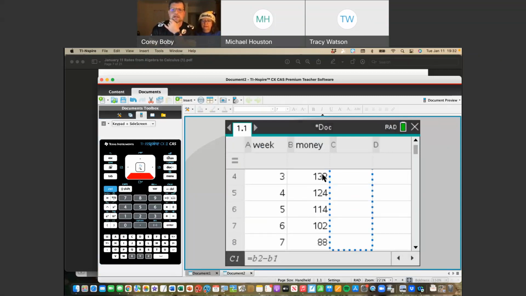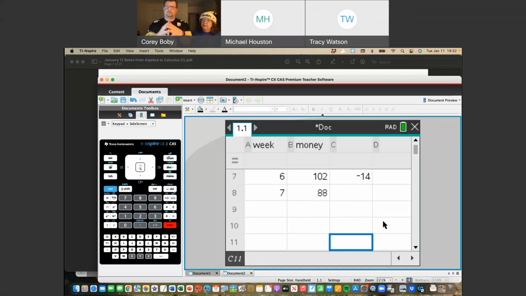I don't want to go to the last one. I want to go to the next to last one. Why don't you want to go to the last one? Because spreadsheets automatically update, and there's no data down here. When you're doing the delta list, there's nothing after your last one to subtract.